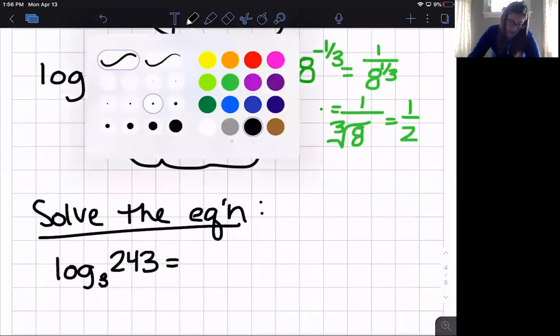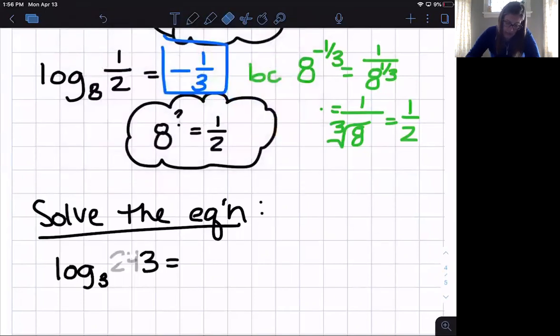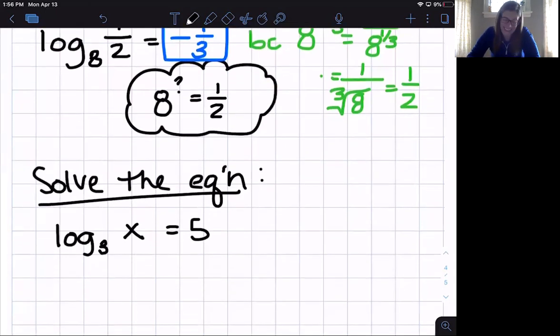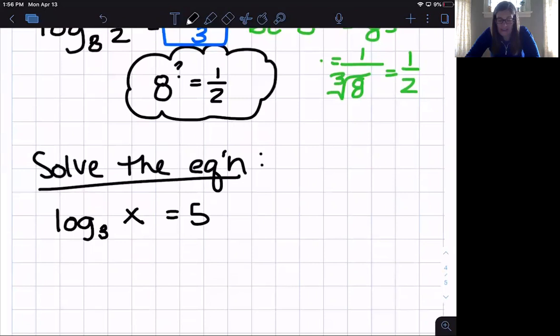Oops. I'm going to give away my answer here. I'm going to change my equation. Log base 3 of x equals 5. Okay. You might guess what the answer is. But here's the thing about solving this equation. You want to solve for x, but x is not alone. It has a log base 3 in front of it.